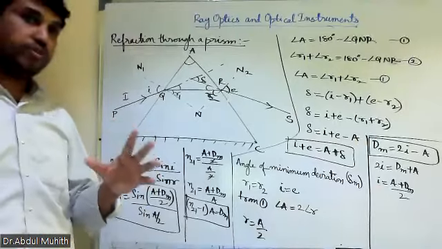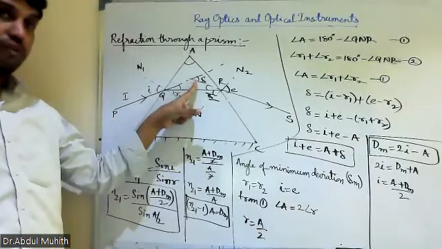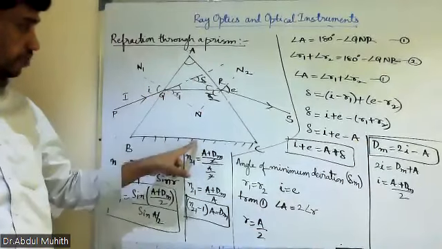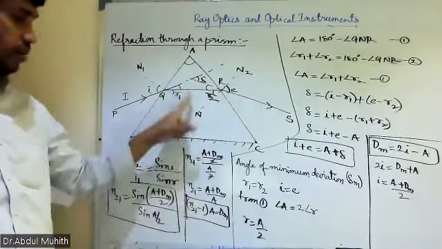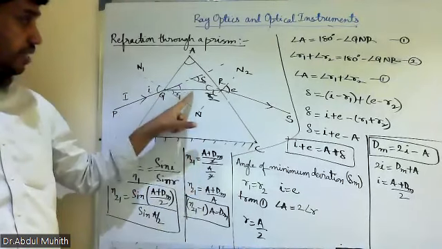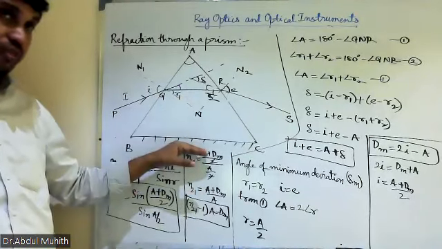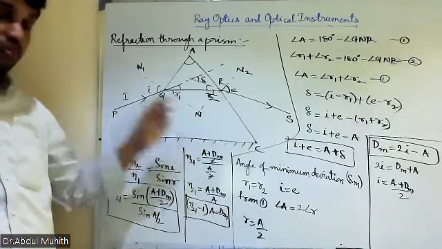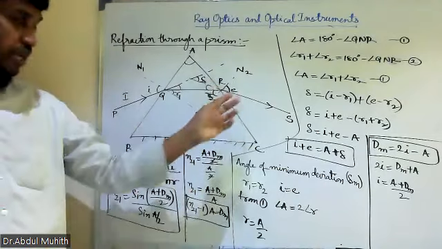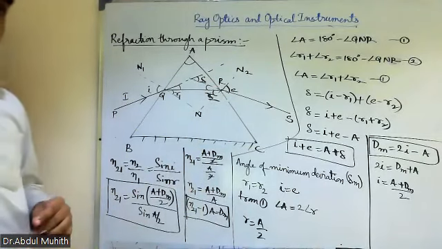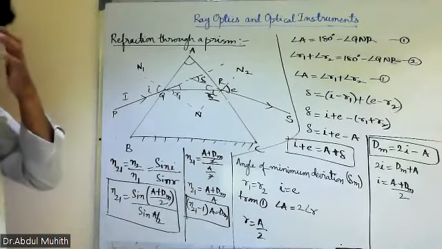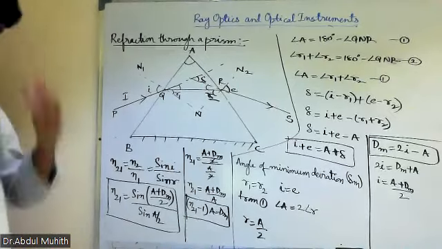Angle of minimum deviation means at a particular angle of incidence, this refracted ray will become parallel to the base of the prism. Then what happens? These two angles will become equal. r1 will become equal to r2, and i will become equal to e. Understood now? Yeah. So that is the way to do it. Okay.